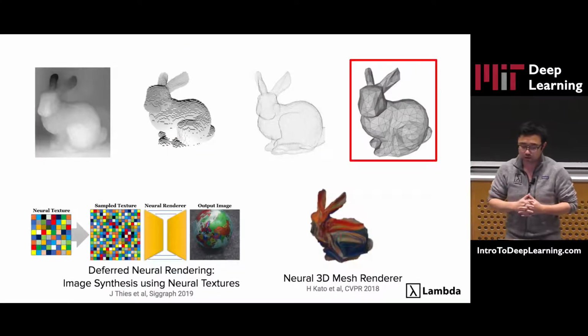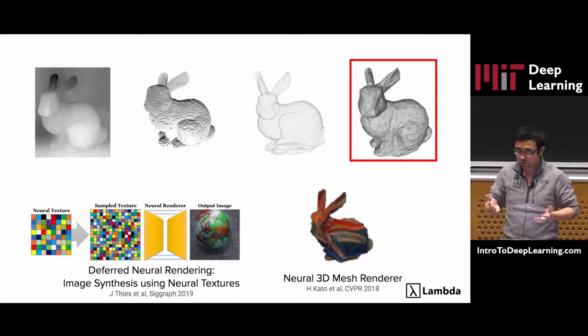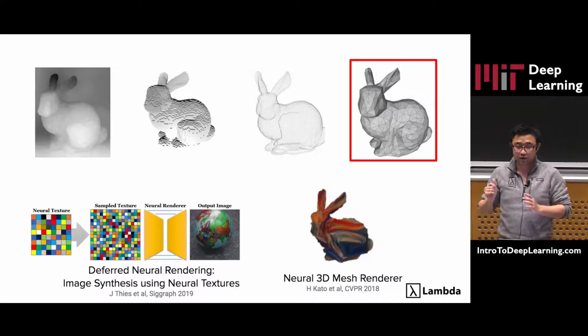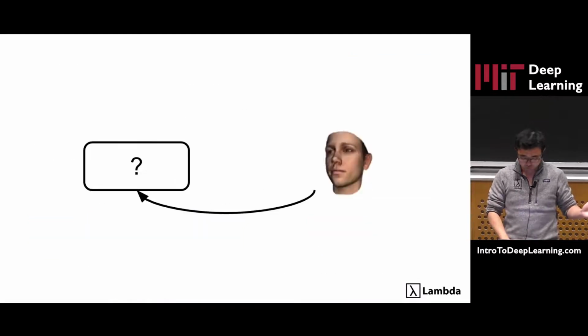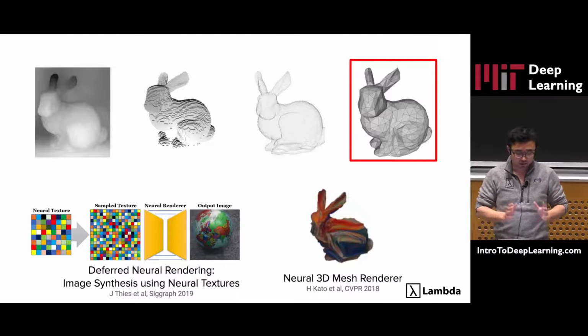Okay, last, we have these mesh models, which is difficult for neural networks because of its graphical representation. I just want to quickly point out these 2 papers. The first one is called deferred neural rendering. It actually uses a very similar idea as we just talked about, which is in this neural point-based graphics. They use very similar ideas, but this paper applies the idea to render mesh models.